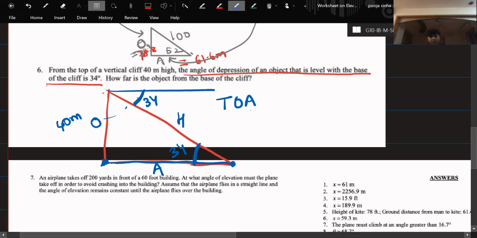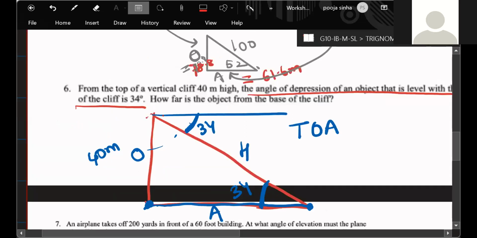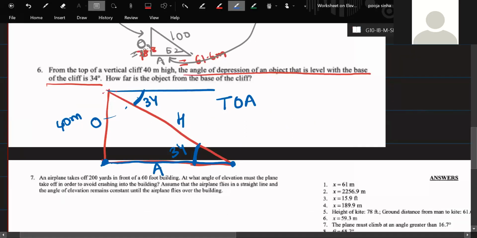Because you have to find A, so A has to be in the... No, wait, Miss. Wait, Arvind, 1 second. First, leave everything that you're doing and concentrate here, and then ask. Yeah, Miss, I'm not doing anything right now. First, how far is the object from the base of the cliff? Where is the base, Ash? Yes, A. We're finding A.